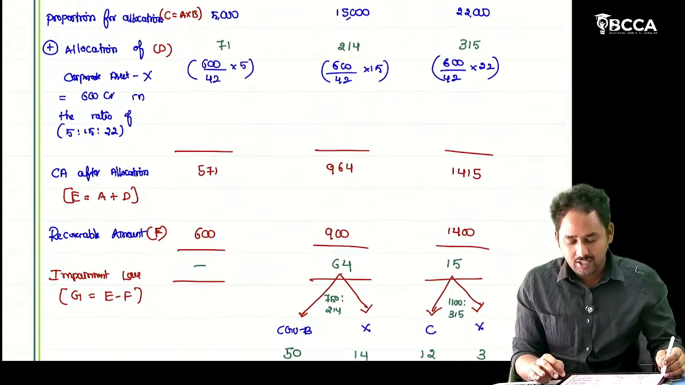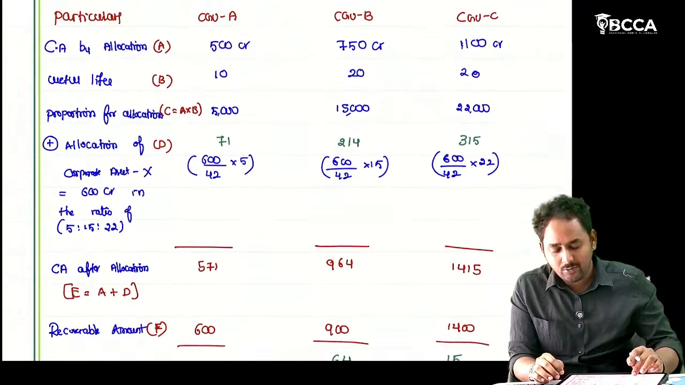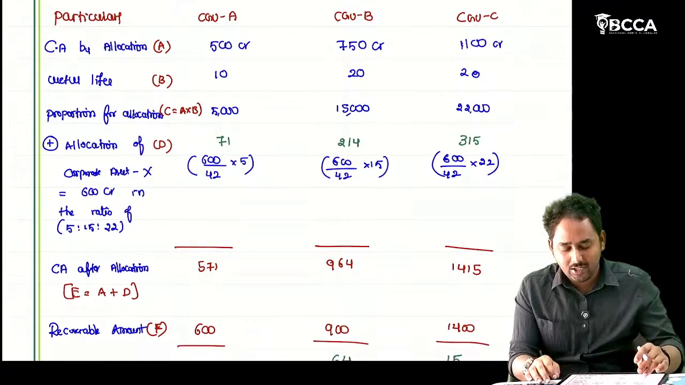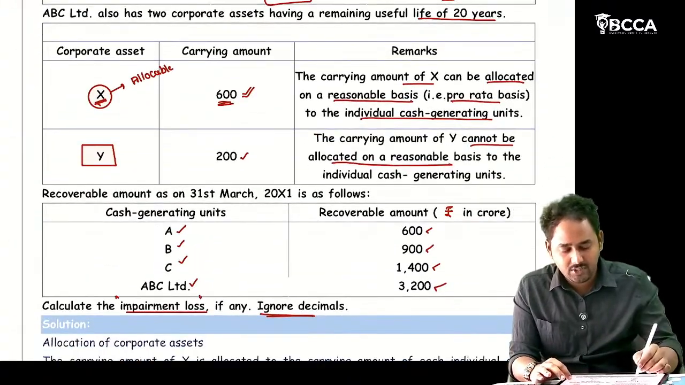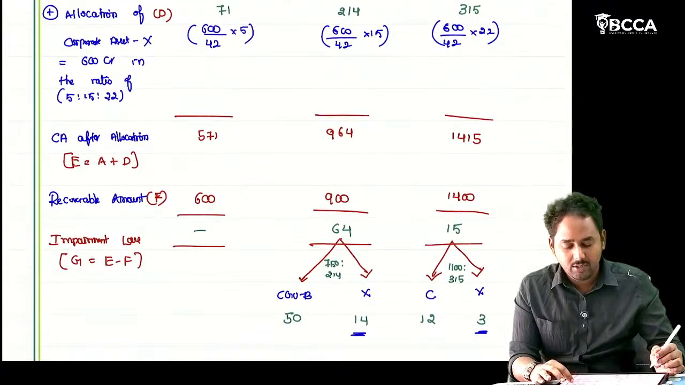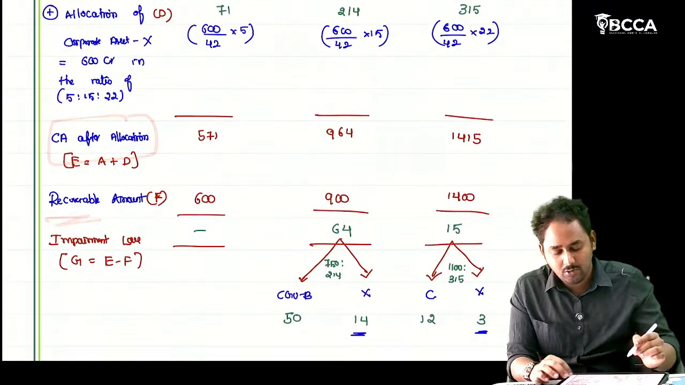So I got the carrying amounts of CGU A, B and C, right? And what are the recoverable amounts of CGU A, B and C? It has been given in the question: 600, 900 and 1400. So this should be compared. What is the impairment loss formula? Carrying amount minus recoverable amount.